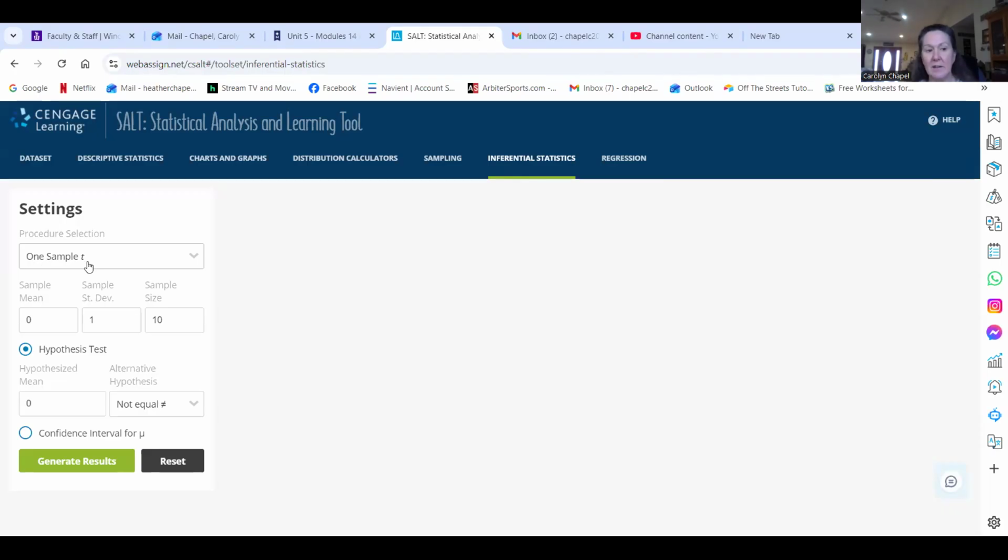Notice it is a T. It's not a Z. It's our T. And we have a couple of options. We have our sample mean, sample standard deviation, and sample size. Those three pieces are the information we want.